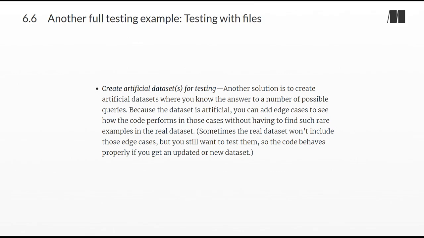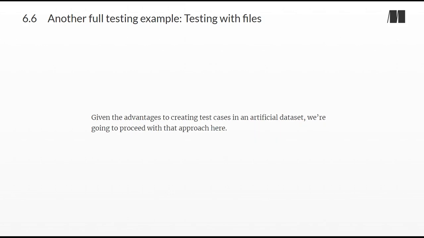Create artificial dataset or datasets for testing. Another solution is to create artificial datasets where you know the answer to a number of possible queries. Because the dataset is artificial, you can add edge cases to see how the code performs in those cases without having to find such rare examples in the real dataset. Sometimes the real dataset won't include those edge cases, but you still want to test them so the code behaves properly if you get an updated or new dataset. Given the advantages to creating test cases in an artificial dataset, we're going to proceed with that approach here.